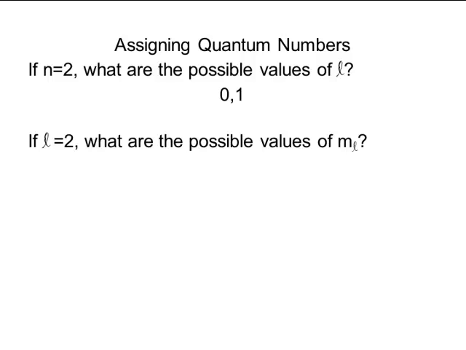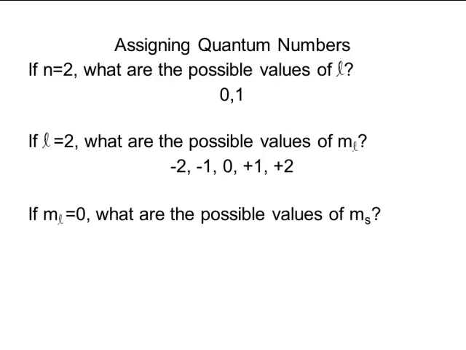As far as the values of M sub L, minus 2, minus 1, 0, plus 1, plus 2. All right, if M sub L equals 0, what are the possible values of M sub S? Well, M sub S is always going to be plus 1/2 or minus 1/2. Let's look at a slightly different example.